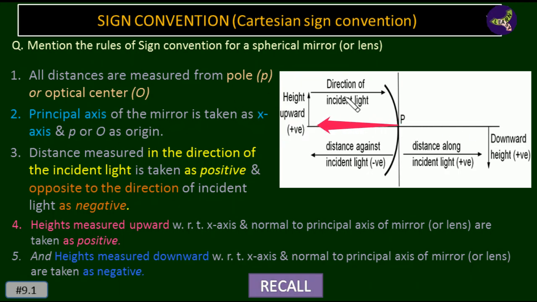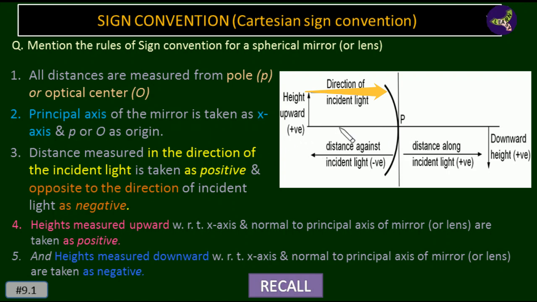The second point is that the principal axis of the mirror is taken as the x-axis. So this is the principal axis and it is considered as the x-axis in the Cartesian coordinate system. And third, distance measured in the direction of incident light is taken as positive. So this is the direction of incident light, and if you measure the distance in this manner, that means in the direction of this incident light, then you will consider that distance as positive.